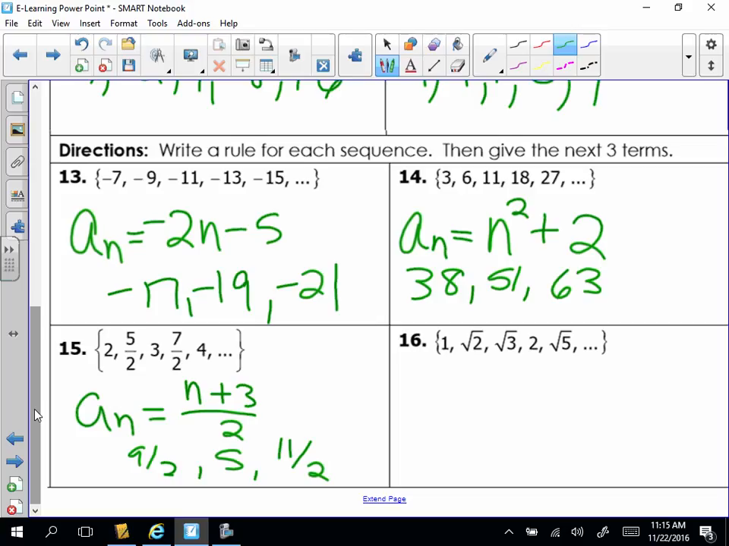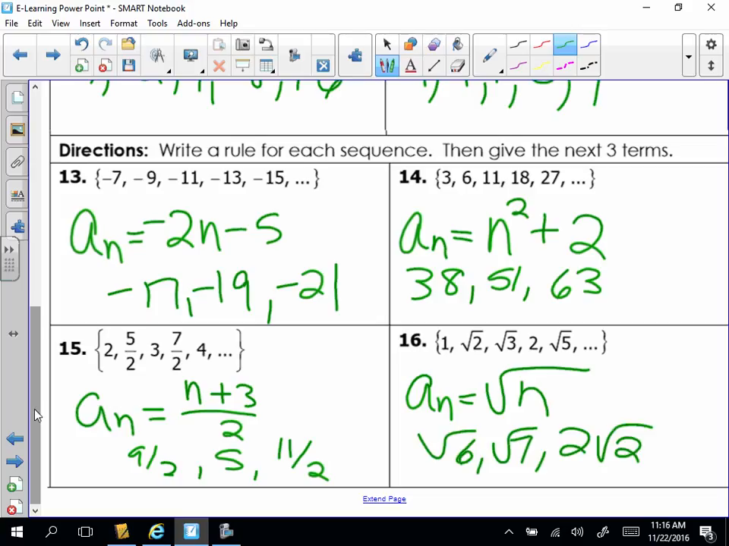The last one, you're taking the square root of n. So a sub n equals the square root of n. The square root of 1 is 1. Square root of 2 is square root of 2. Square root of 3 is square root of 3. Square root of 4 is 2. Square root of 5 is square root of 5. So then you'd have square root of 6, square root of 7, and if we reduced it, 2 square root of 2.